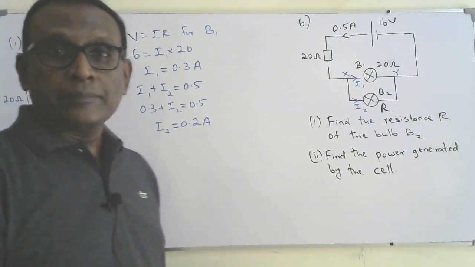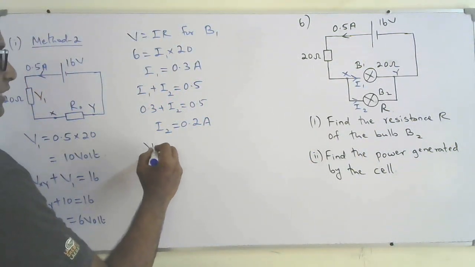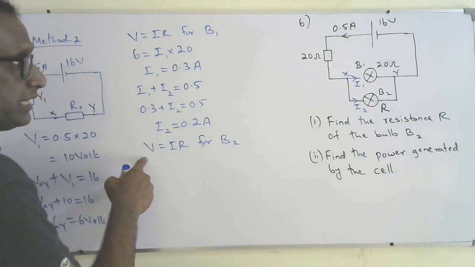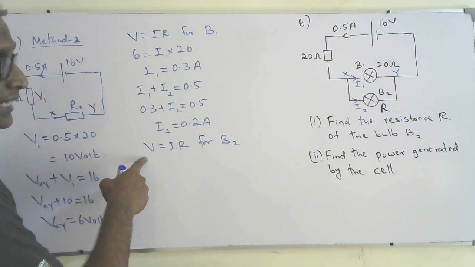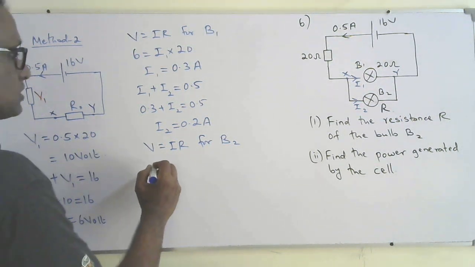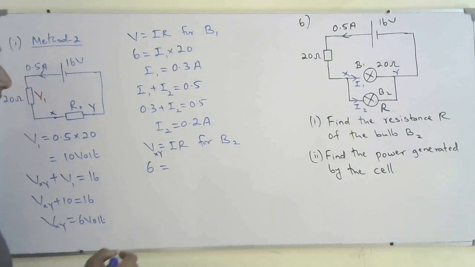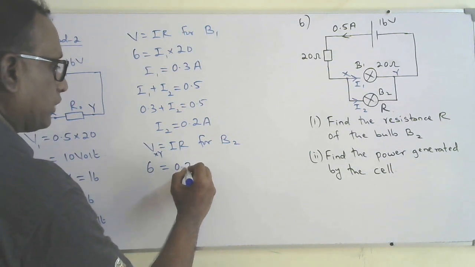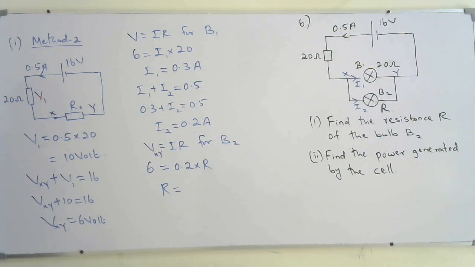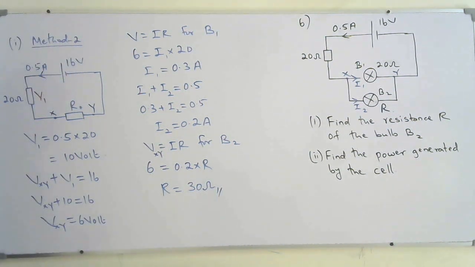The voltage across the bulb B2 is the same as the voltage across the junction XY. So I can use V equal IR for the bulb B2. The V for the bulb B2 will be Vxy, that we already found. That is 6 volt. So 6 equal to the current through that, 0.2 amperes, into R. Find the R. That will be 30 ohms. So we'll get the same answer as earlier.